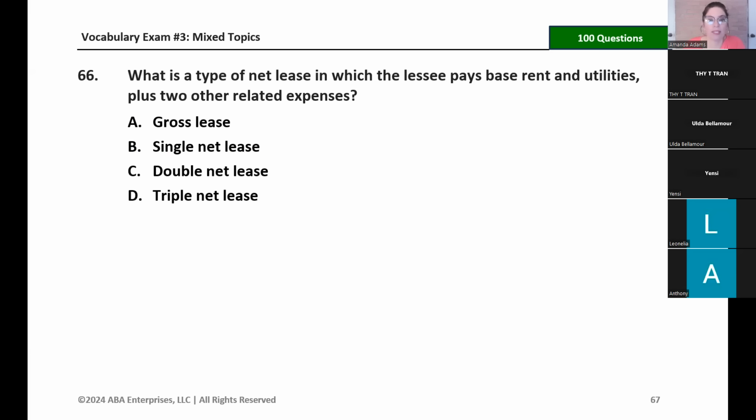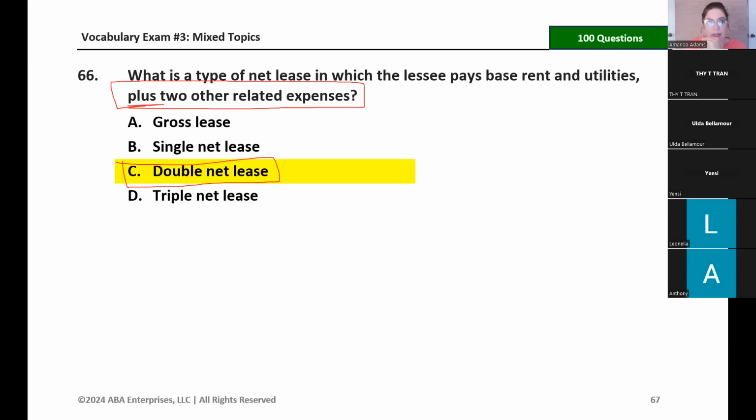66, what is the type of lease in which the lessee pays base rent and utilities plus 2 other related expenses? So this is used in commercial a lot. That is C. That would be our double net lease.